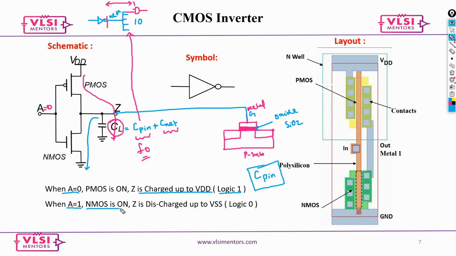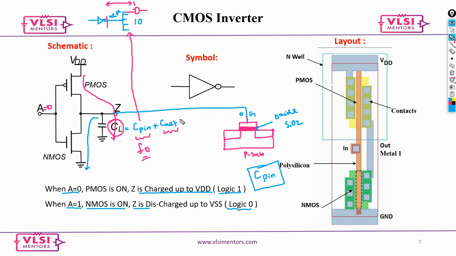Now NMOS is on, and PMOS is not on. So we talked about it, right? Then the node Z gets completely discharged to VSS, to level zero, the ground level. We call it logic zero. Now when this happens, this gate is at ground potential.